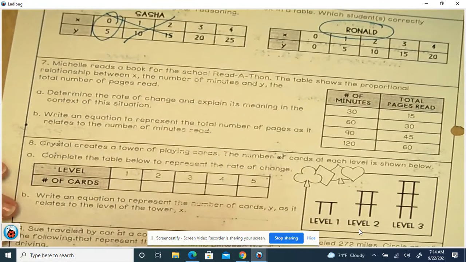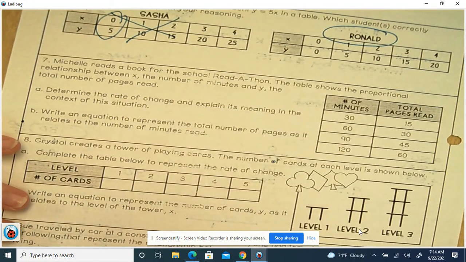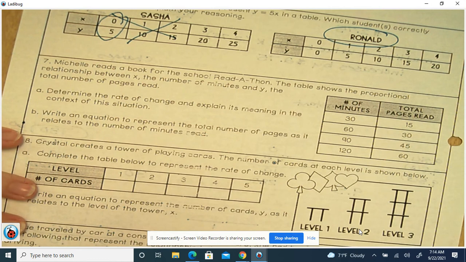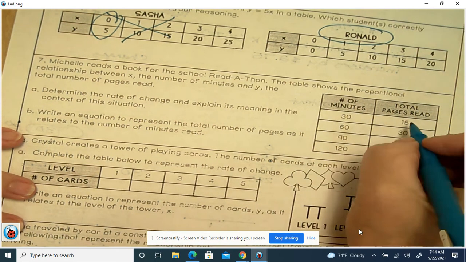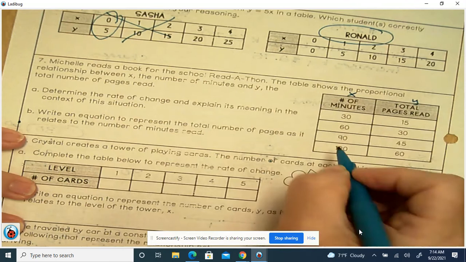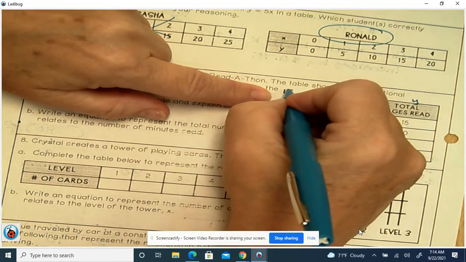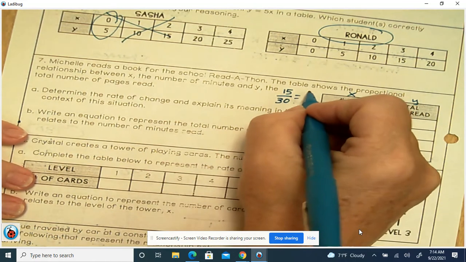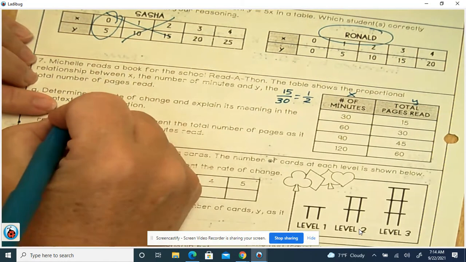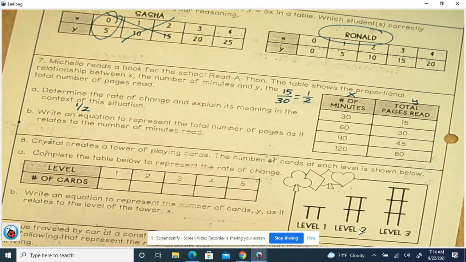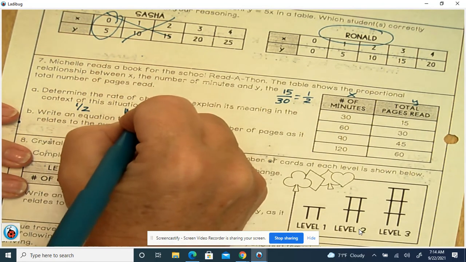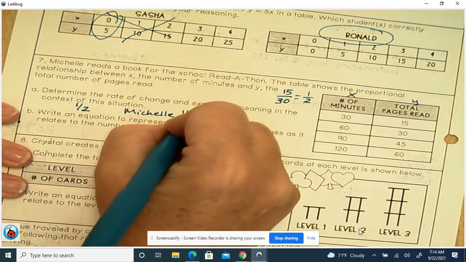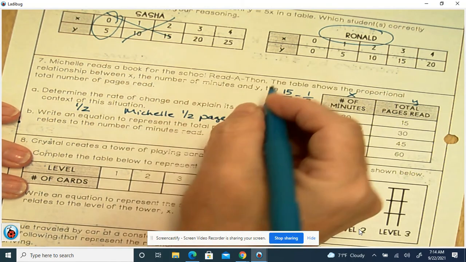And then number 7 says, Michelle reads a book for the school readathon. The table shows the proportional relationship between x, the number of minutes, and y, the total number of pages read. Determine the rate of change and explain its meaning in the context of the situation. So remember, here's x and here's y. We'll take this first one, 15 divided by 30, and that simplifies to 1/2. So the rate of change is 1/2. In the context of that situation, Michelle reads 1/2 page each minute.